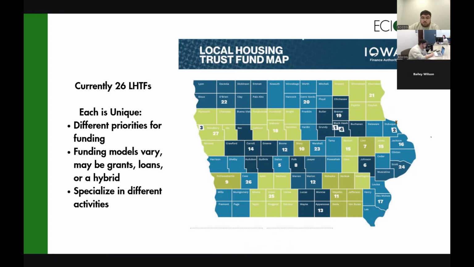Each of the housing trust funds is unique. Each has different priorities for funding. They each have different funding models. Some may only award grants. Some may award grants and loans or a hybrid. They all specialize in different activities. Some will do mostly new construction. Some housing trust funds have a lot of housing or homelessness programs. They're all different.